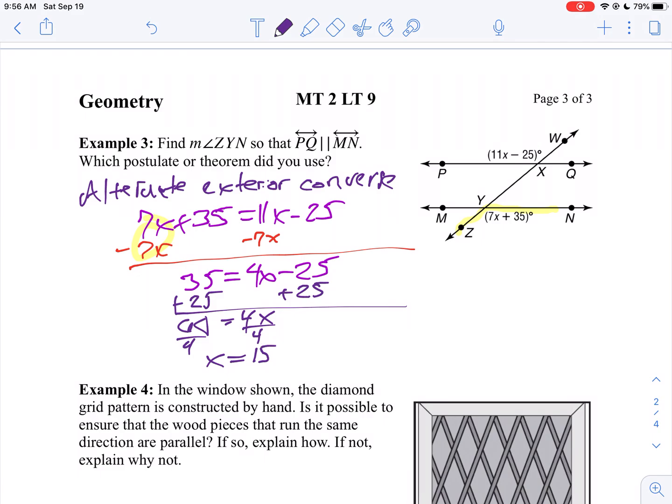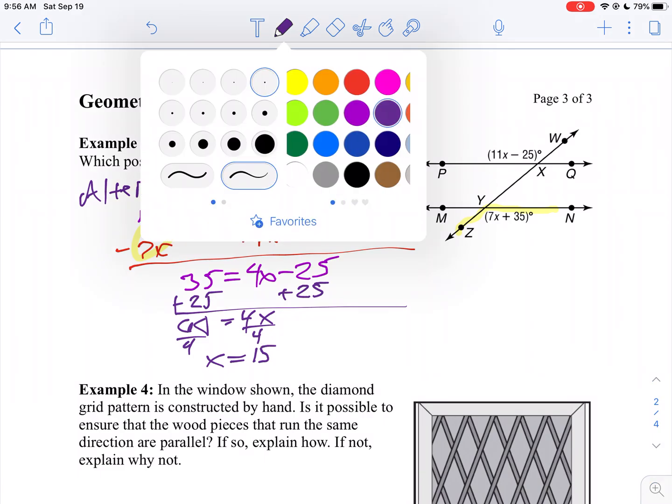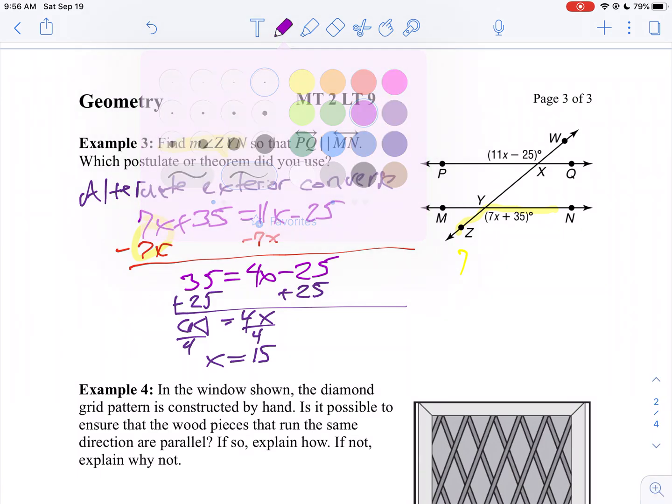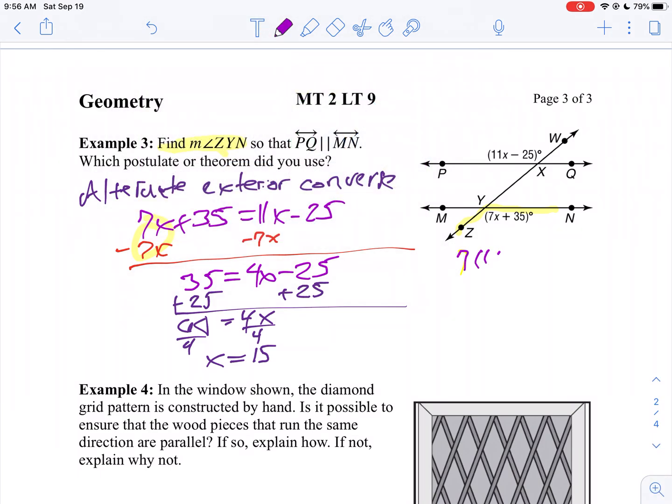That does not answer the question. Our question says find angle ZYN. So in ZYN, I'm going to replace x with 15. So I'm going to say 7 times 15 plus 35. 7 times 5 is 35, carry the 3, so you get 105 plus 35. So the correct answer that we're looking for is 140 degrees. Make sure you answer the question being asked.